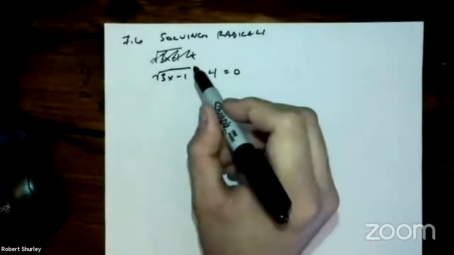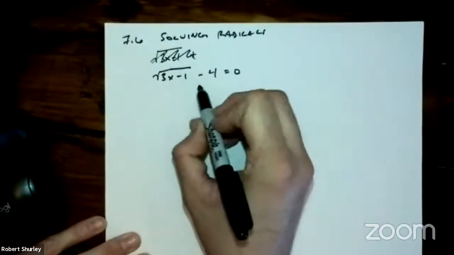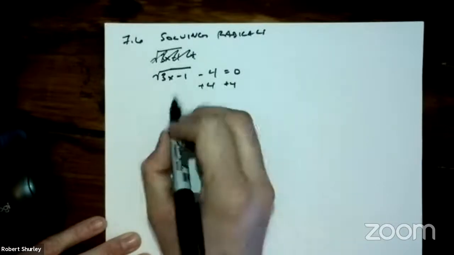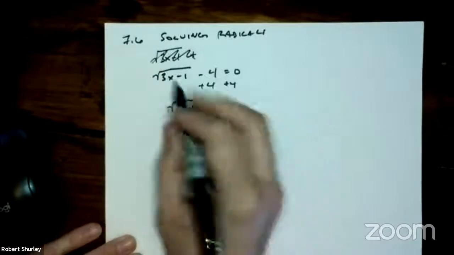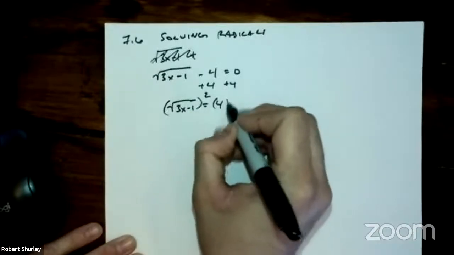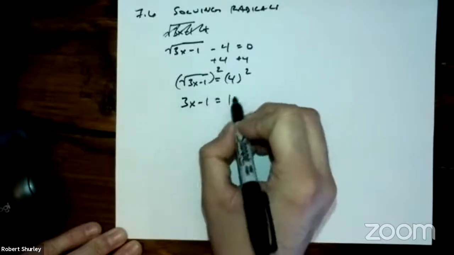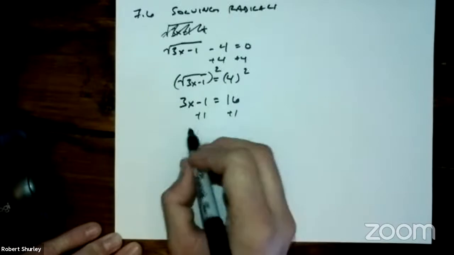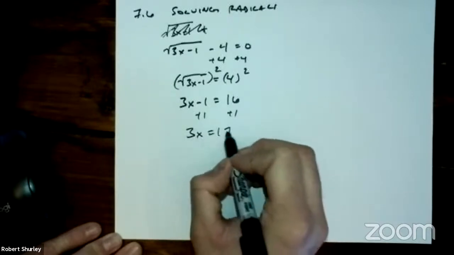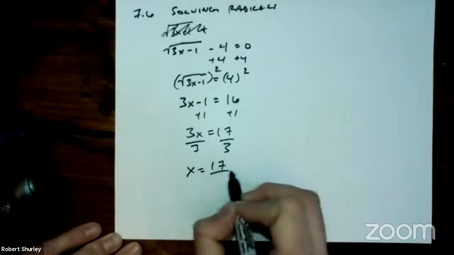So remember, when you're solving an equation with a radical, you've got to get the radical by itself. So you isolate the radical. You get the square root of 3x minus 1 equals 4. And then you're going to square both sides. So you get 3x minus 1 equals 16, right? Add the 1. Now you're going to solve for x. 3x equals 17, and divide by 3. So you get x equals 17/3.